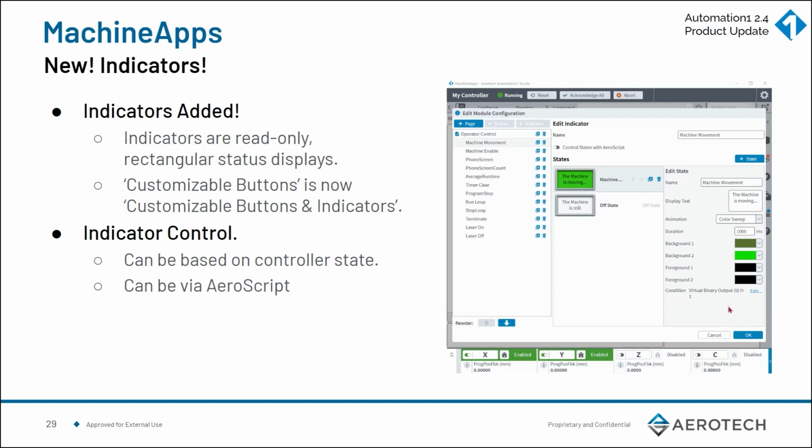If you want to push something and have functionality happen, that's where the customizable push buttons come into play. They sit side by side with indicators in this module now, so you can build a UI that has both. Indicator control can be based on state, like we're doing in this example, but it can also be done via AeroScript functions, which you can find in the help files for application indicator control. So there are multiple ways to take control of your indicators.